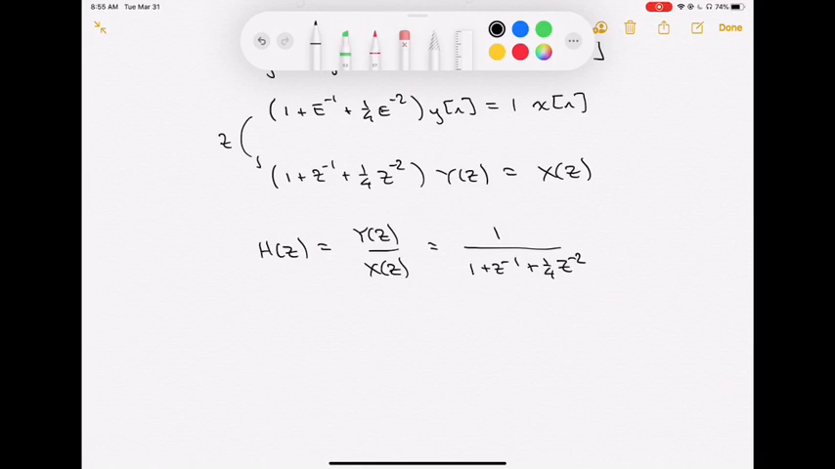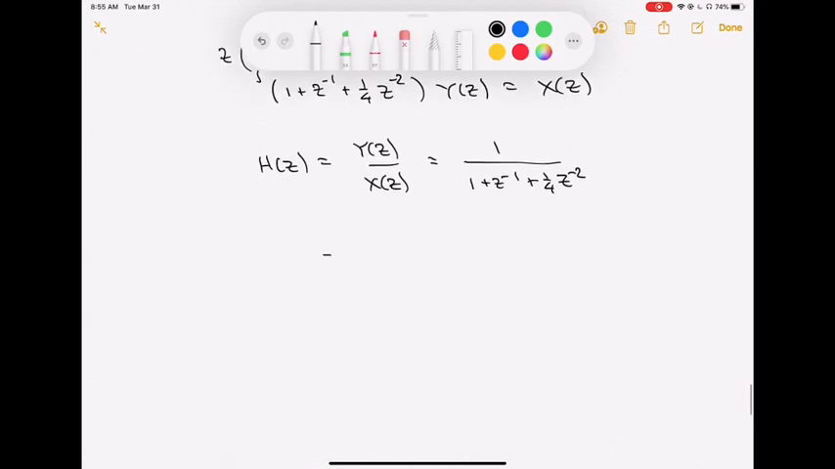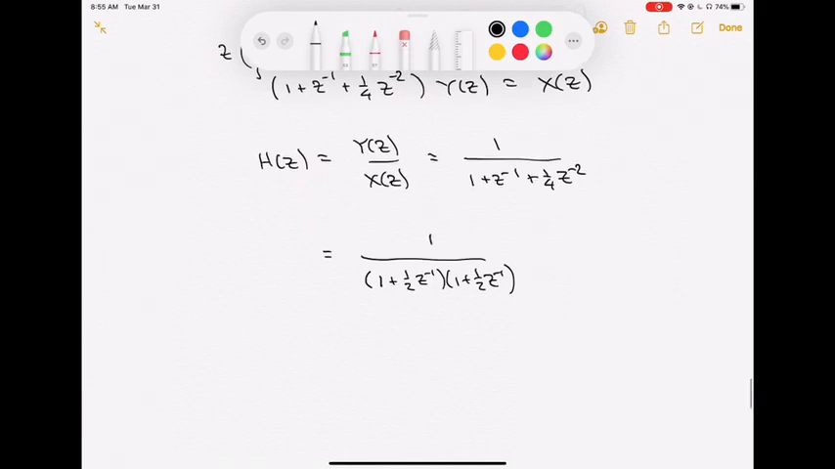If I go ahead and play with this a little more, I want to find out what the denominator's roots are. This is a 1 plus 1/2 z to the minus 1 times a 1 plus 1/2 z to the minus 1. If I FOIL that out, I get 1, and then half z to the minus 1, another half z to the minus 1, that's just z to the minus 1, and then a half z to the minus 1 squared gives me a quarter z to the minus 2. So the denominator has two roots, but they're the same roots, both at minus 1/2. So I've got a repeated root.